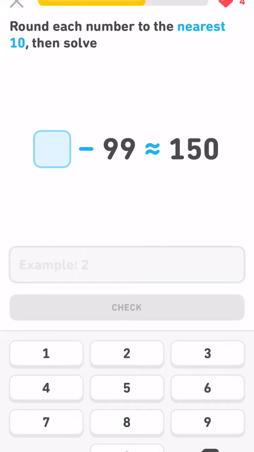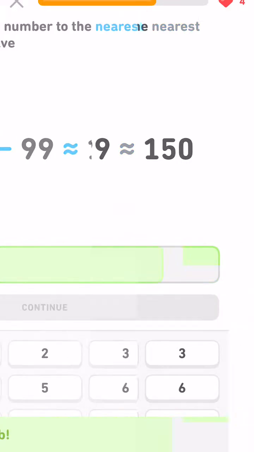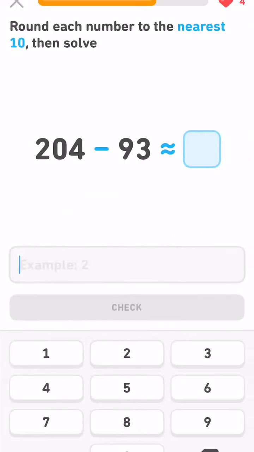So something minus 99 equals 150. So 150. So 90. So 100. So say 100. So what minus 100 equals 150? So probably 250. All right, now we have 200 minus 90. That's about 110.